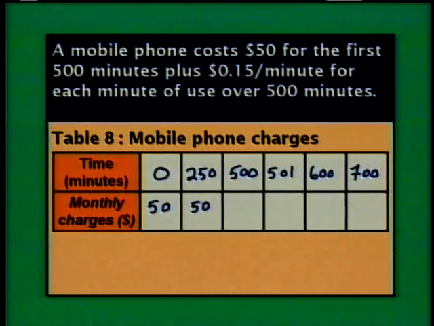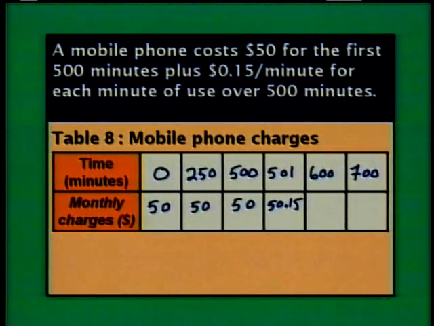If I talk for 250 minutes, they're going to charge me $50. 500 minutes, they're going to charge me $50. Notice there's no change in the monthly charges. But now, if I talk 1 minute over 500 minutes, they're going to charge me an additional 15 cents. So my bill will go up to $50.15. If I talk for 600 minutes, that's 100 minutes over the 500 that I've already been charged for.